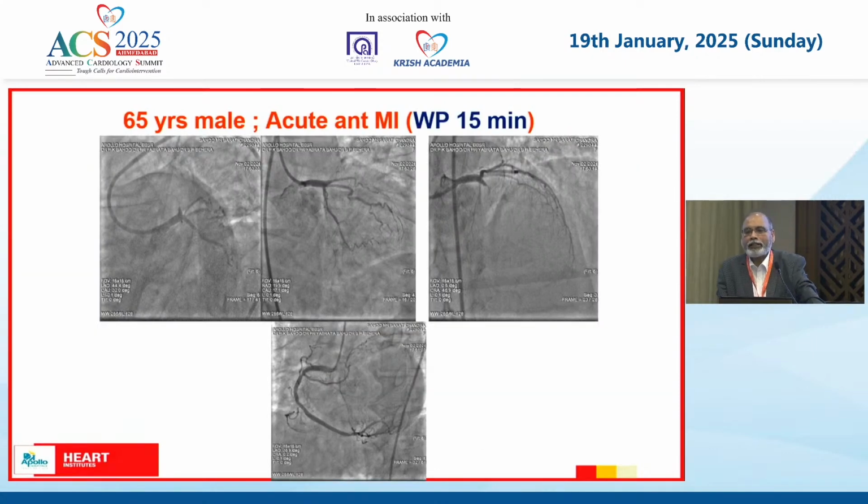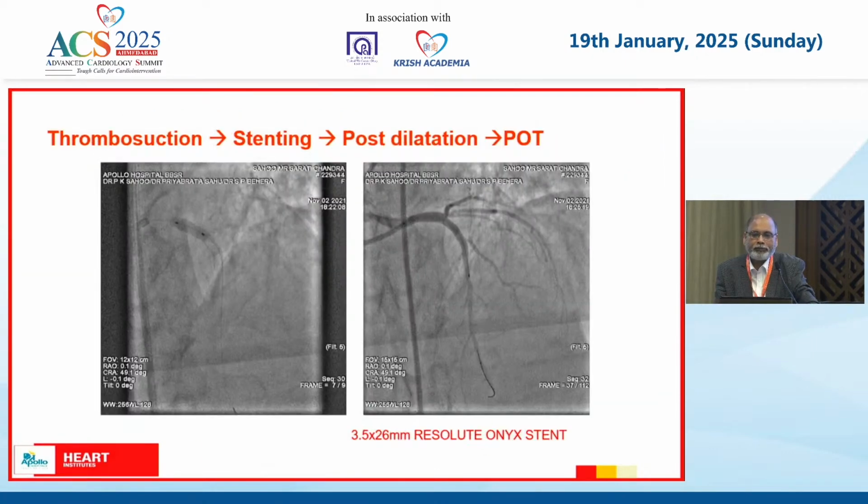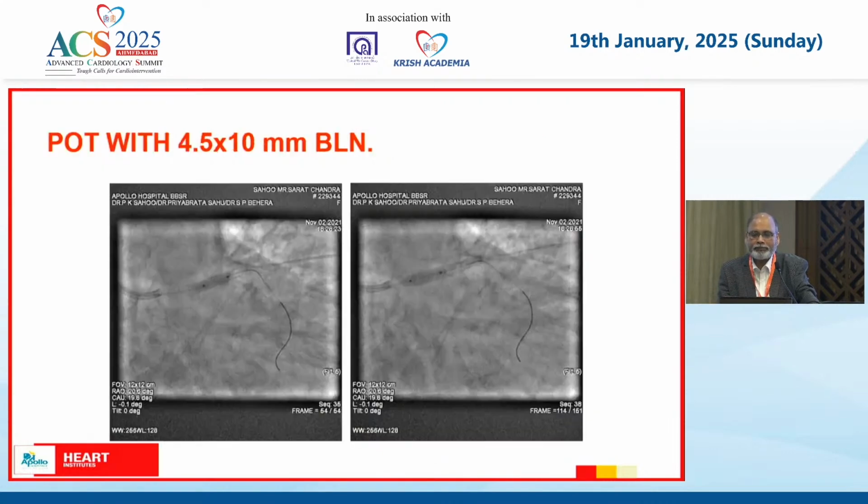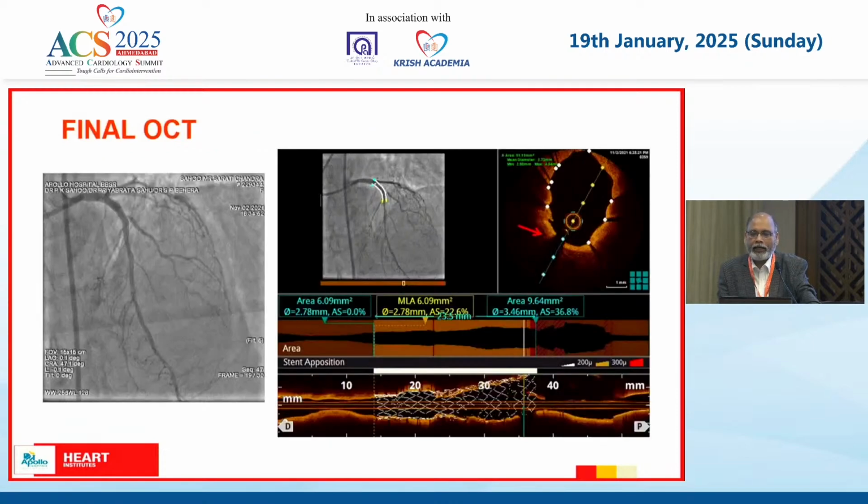This is an acute anterior MI, window period 15 minutes. The patient was taken to the lab for a primary angioplasty, thrombosuction done, stented, post-dilated, and finally you see what you see over here. It is still under expanded. Malapposed, under expanded. So here what has to be done, you go for a higher size balloon, a 4.5 balloon, you start expanding it and you see it is well apposed now. This is the final OCT.